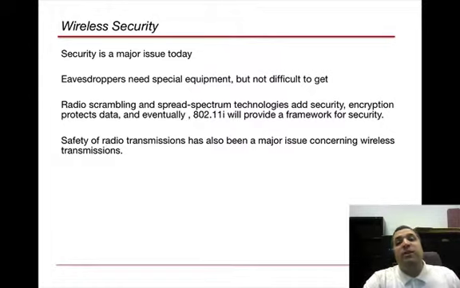Radio scrambling and spread spectrum technologies add security. Encryption protects data. But again, you have to know what you're doing. You need an expert to actually be able to say, this is configured, this is how we're going to configure it, and this is what we're doing, and this is how we're doing it. In terms of things like security protocols, you see certain standards asking for wireless security of a certain type.